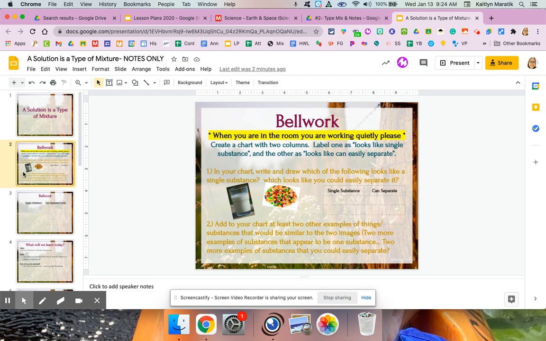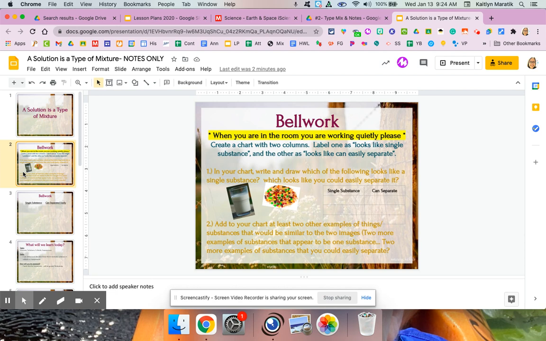Then you can go through and add two more examples you can think of that would match up with this. What are some other things that look like a single substance? Maybe think of, are there any beverages? Are there any types of soups? For things you can separate, maybe there's a type of soup that you can separate things. Are there other types of mixes or things that you have that you could separate?